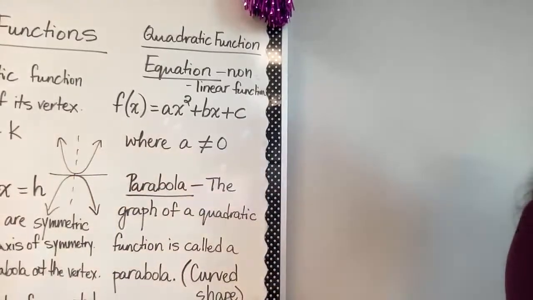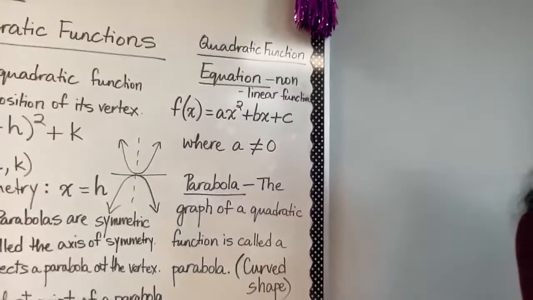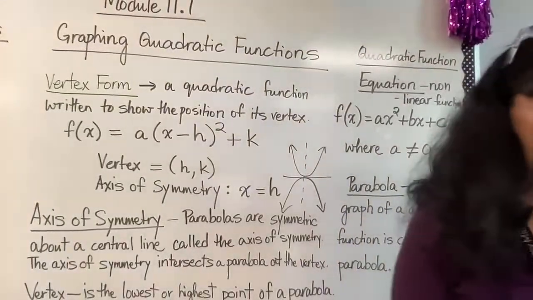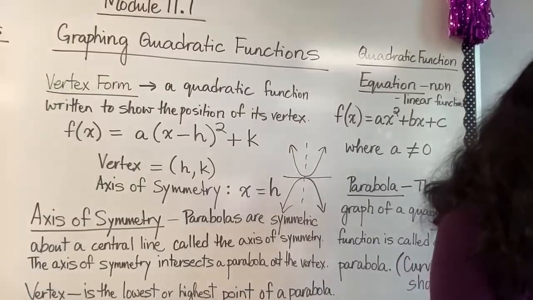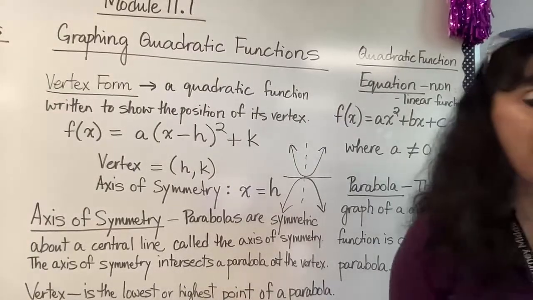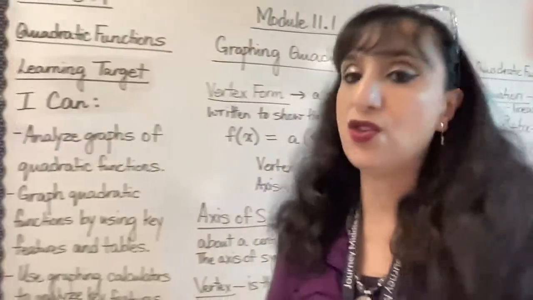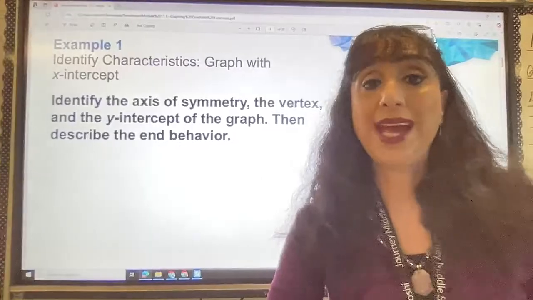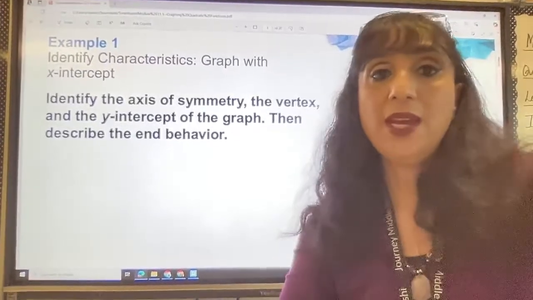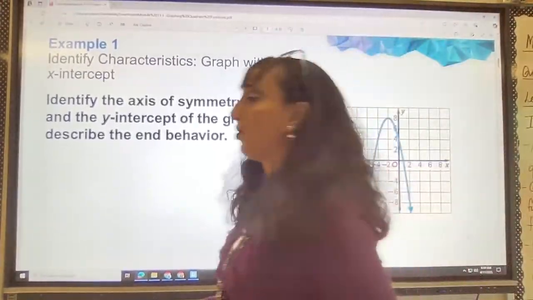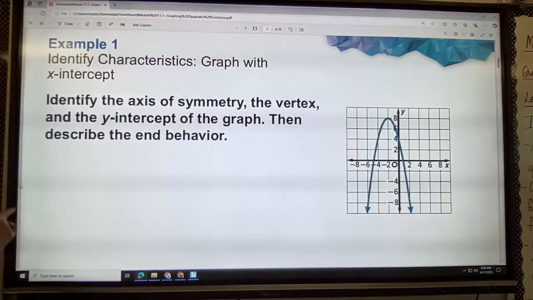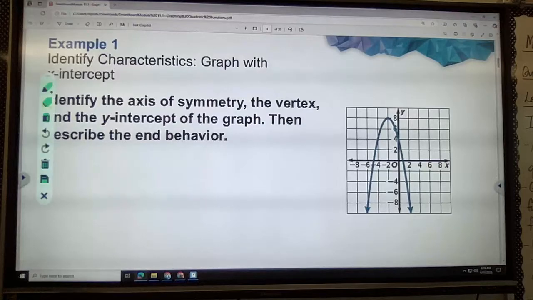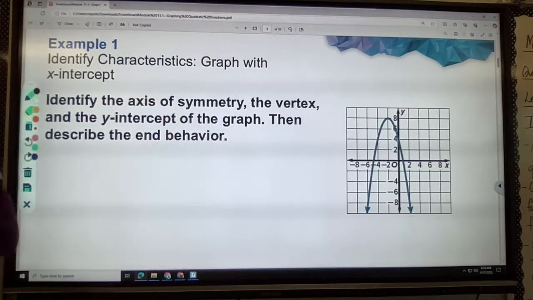Okay, so now the leading coefficient determines the end behavior of a quadratic function. We'll talk about all of this in a minute. So let's go ahead to my whiteboard, and we are going to try to identify the axis of symmetry. We're going to identify the characteristics and graph with the x-intercept. Okay, so let's pull up this.